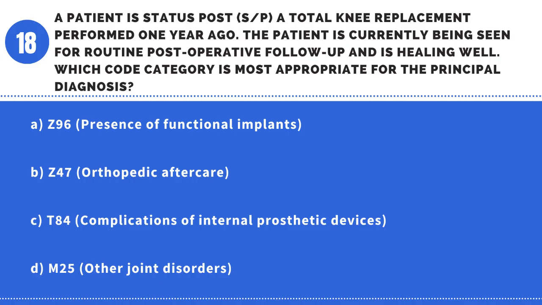Question 18. A patient is status post, S/P, a total knee replacement performed 1 year ago. The patient is currently being seen for routine postoperative follow-up and is healing well. Which code category is most appropriate for the principal diagnosis?